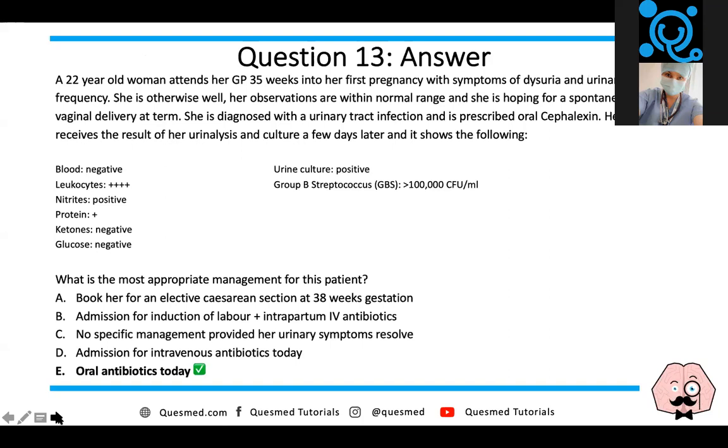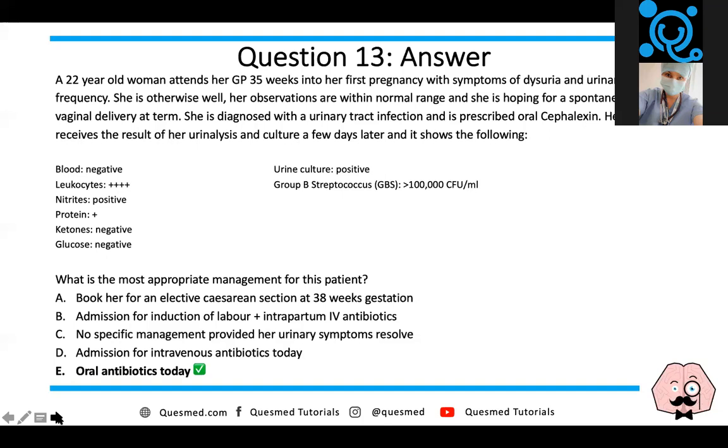The crux of the problem here is that she has a UTI, she has symptoms, so she does need treatment with oral antibiotics. She doesn't require IV antibiotics because she's not septic and she's not in labour. However, she would require IV antibiotics during labour. She doesn't require elective C-section, as we said. Having group B strep does not preclude vaginal delivery.